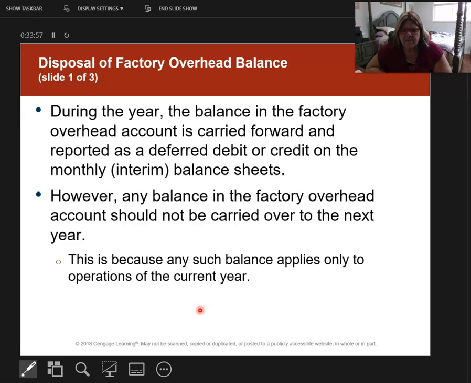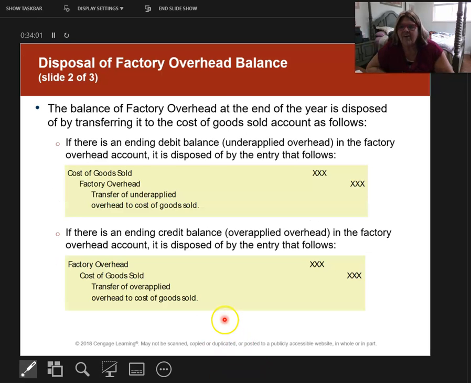Remember, if it's a debit, hold on, let's go to the next slide. I can't remember now. Okay, here we go. If I have an ending debit balance, that means I underapplied it. Here's my journal entry. You need to write this down. This is very important. If the ending balance is debit in my factory overhead at the year end, that means I underapplied. My costs were higher than what I anticipated. And here's the journal entry.